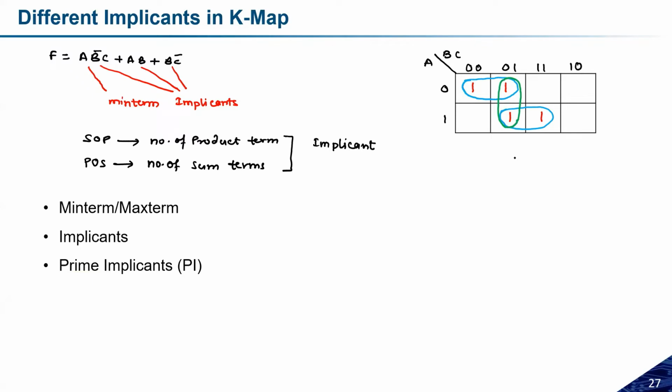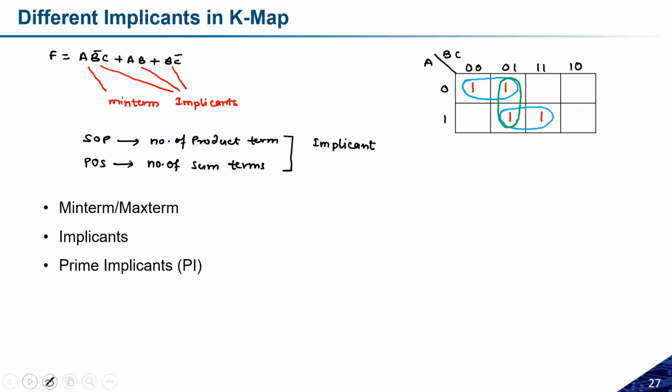So the prime implicant says that the total number of possible pairs that we can create in any of the K maps is known as the prime implicant. In this example, we have 4 implicants because I have 4 ones. But if we talk about the prime implicants, we have 3. So the number of prime implicants in this case is 3.